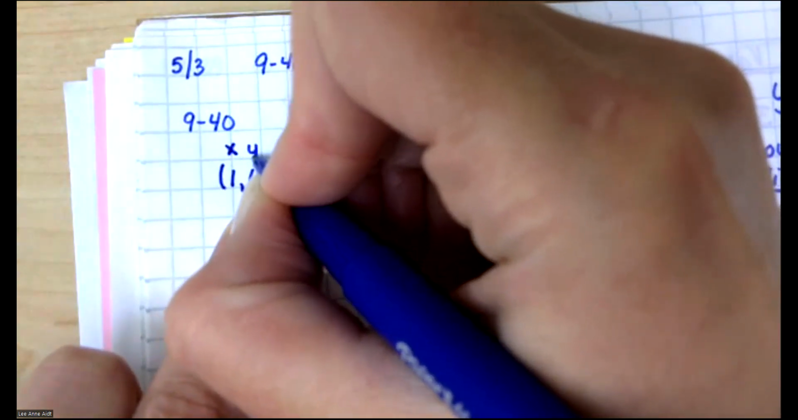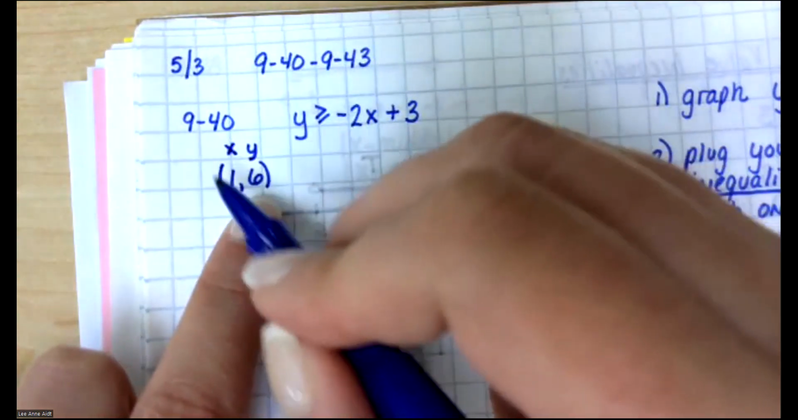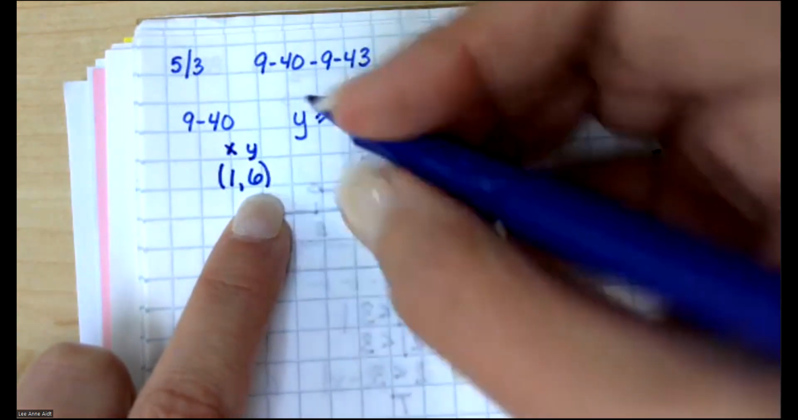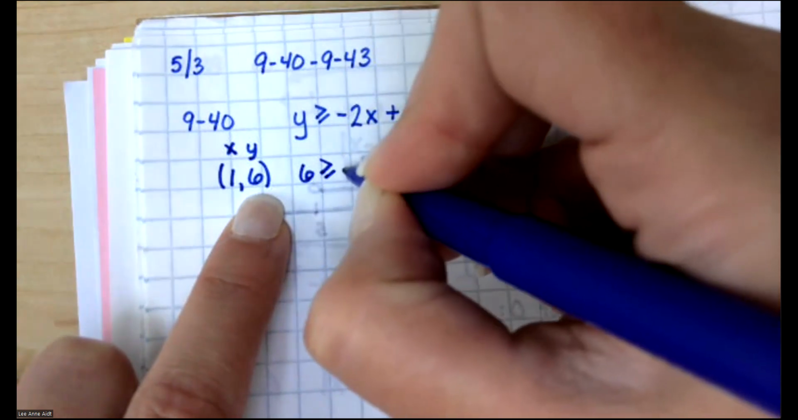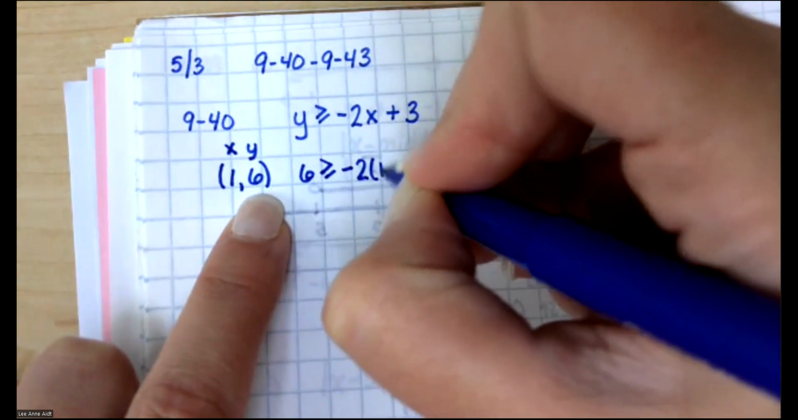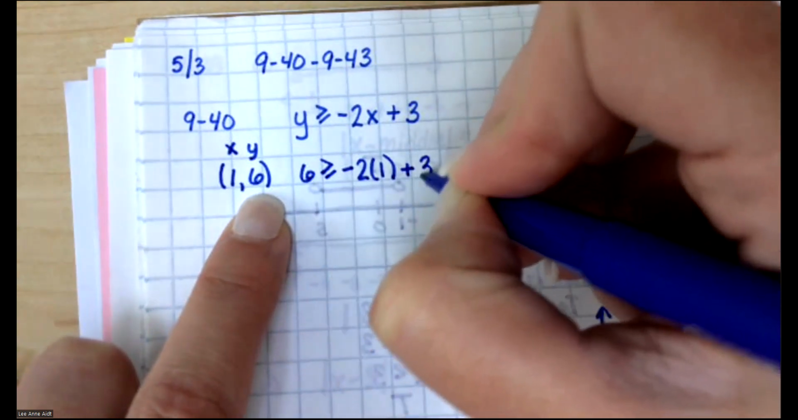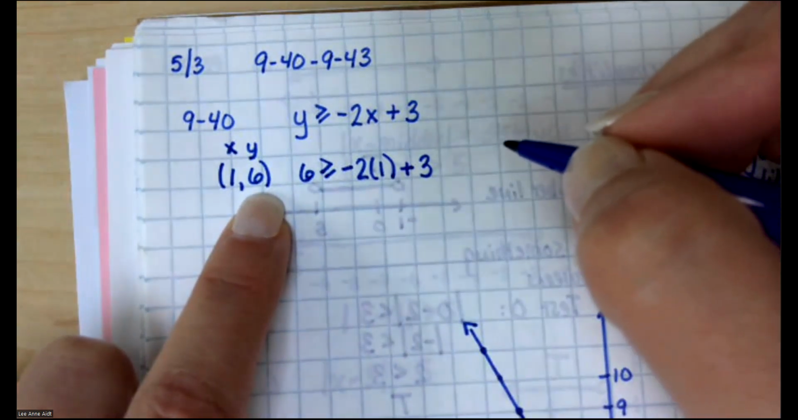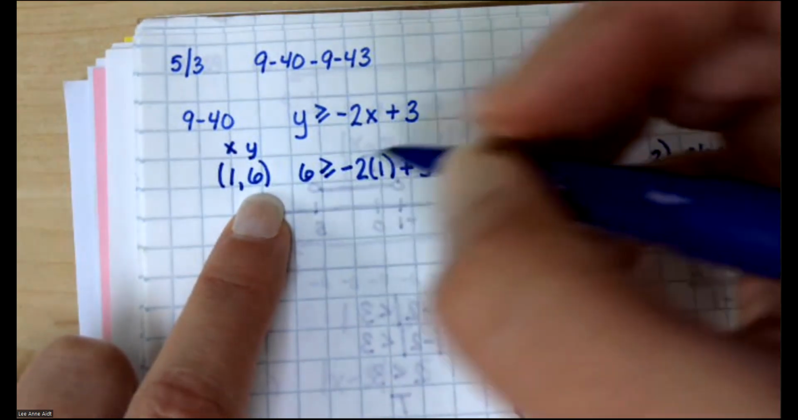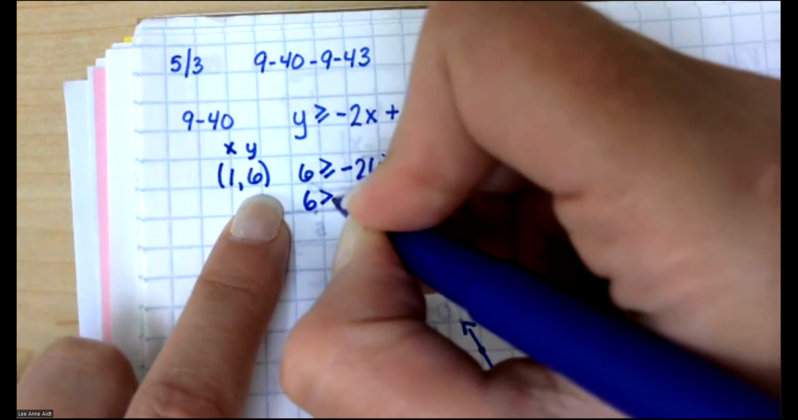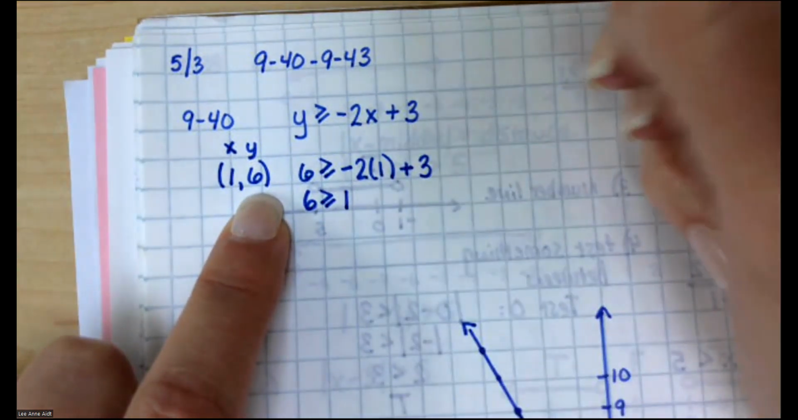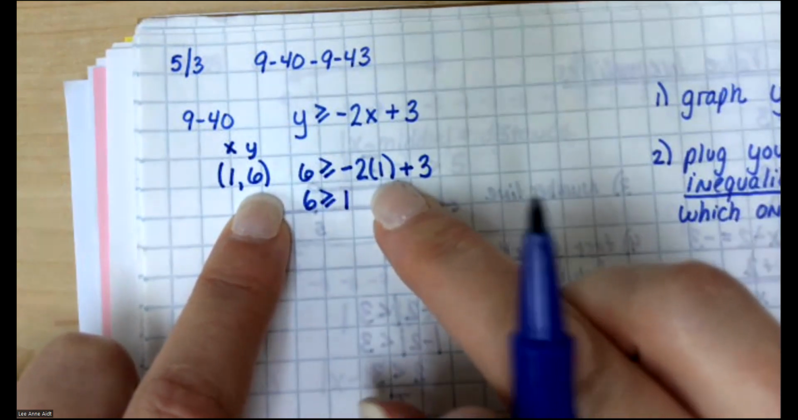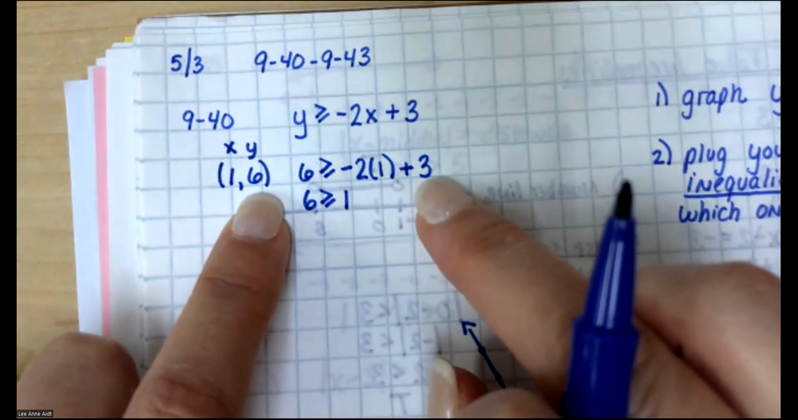Okay, so you guys are just watching, I'm just demoing. So this is an X and this is a Y, correct? So I'm going to go 6 is greater than or equal to negative 2 times 1 plus 3. And I'm going to decide if this is true or false. So I have 6 is greater than or equal to 1. Negative 2 times 1 is negative 2 plus 3 is 1. Does that make sense?